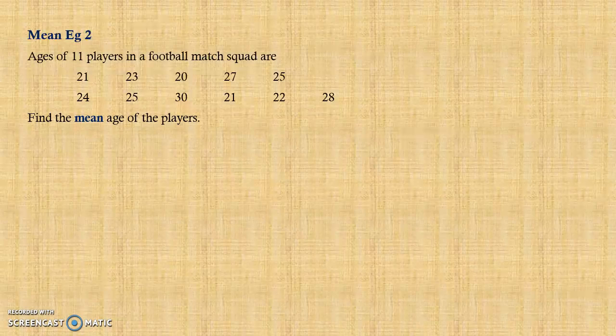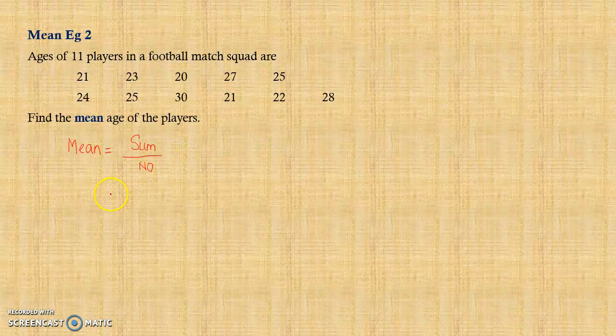Our next example is also a similar one. Here we are looking at the ages of 11 football players and we need to find out the mean age of the players. So we again go by our definition. Mean is equal to sum divided by the number.